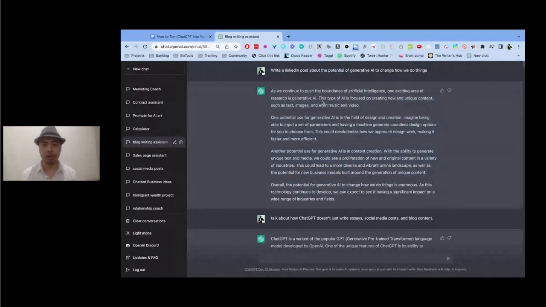All right. So it gave me some good information around generative AI, a definition. So this type of AI is focused on creating new and unique content, such as text, images, and even music and video. And then expanded on that definition. So this is very textbooky type information. I didn't end up using this in the piece itself, but again, I used this prompt to give me and the AI just a starting point for the article.